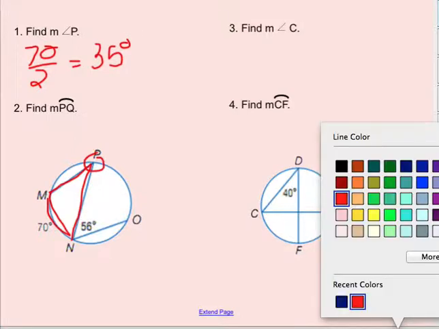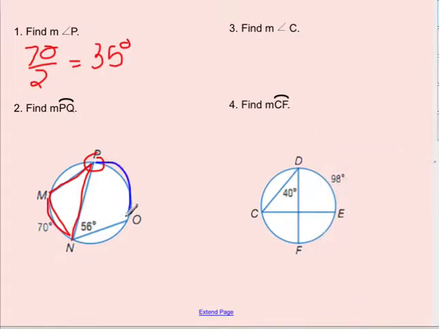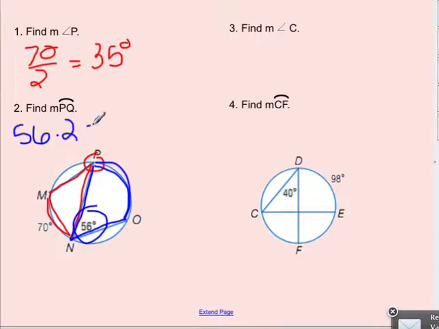Then we want to take a look at the measure of arc PQ. So here's our arc PQ. I notice that it's being contained by the angle N here. Well, angle N is 56 degrees. So to go from the inscribed angle to the arc measure, we take the number of degrees and multiply it by 2. So 56 times 2 is 112 degrees.